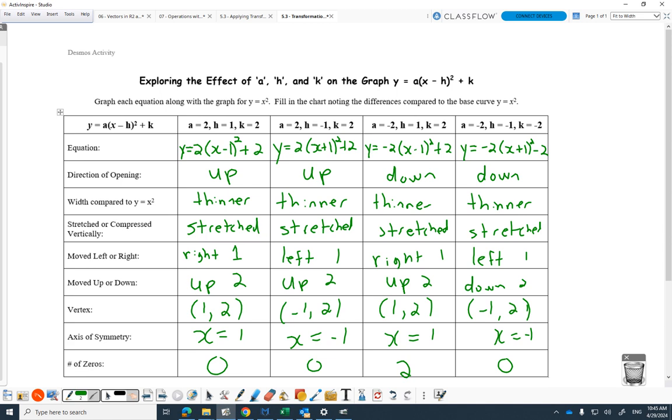Yes? Wouldn't the vertex be -1, -2? Good, another good catch there. I was moving too fast at the end there. The vertex was down 2, so -1, -2. Thank you.